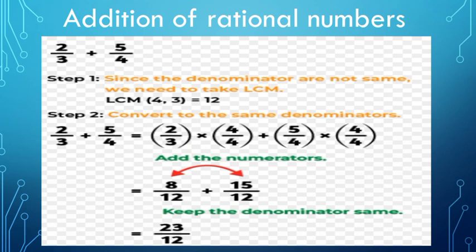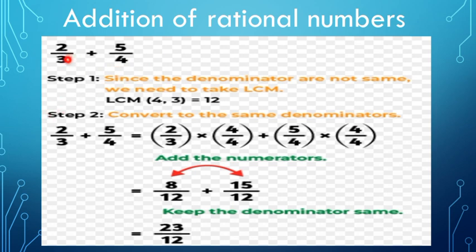So let's see. 2 by 3 plus 5 by 4. This is an example. So first take the LCM of 3 and 4. So LCM of 4 and 3 is 12. Or as it is co-prime, you can simply take the product. So 4 into 3 is 12.